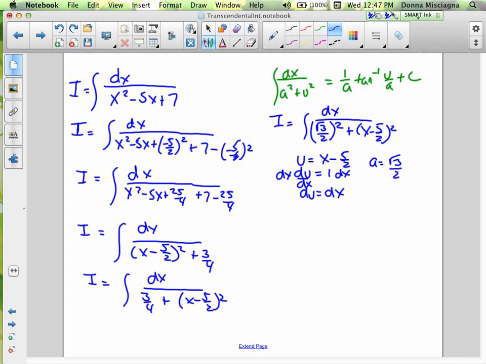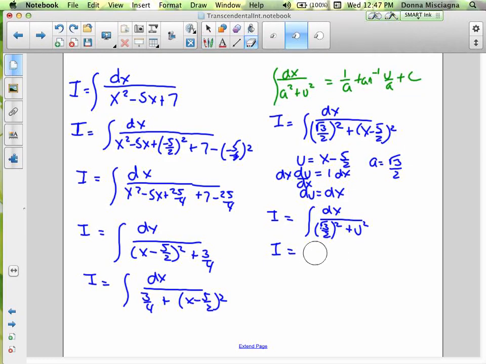All right, so now let's integrate that. All right, so I equals the integral dx. We got a squared, which we can leave as square root of 3 over 2 squared. We just want to be able to identify it when we write the equation. Plus u squared. All right, and we know that's going to be, I forgot to write the integral. So I'm ready to simplify that. It's like, wait, there's nothing left to simplify.